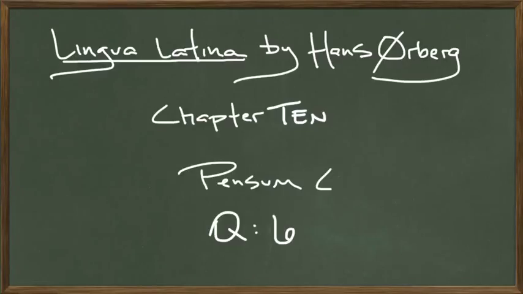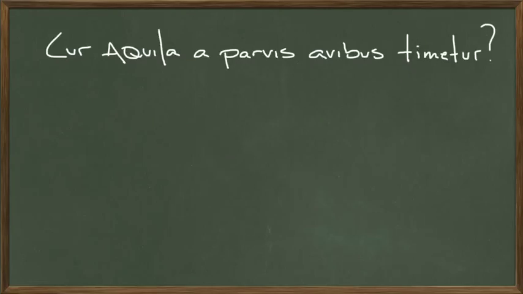In Lingua Latina chapter 10, Pensum C, there's a tricky question, question number 6. So let's take a look at it. The question is, Cur aquila a parvis avibus timetur? So cur is an interrogative word. It introduces a question.